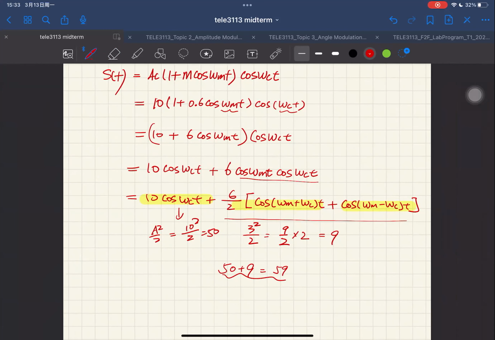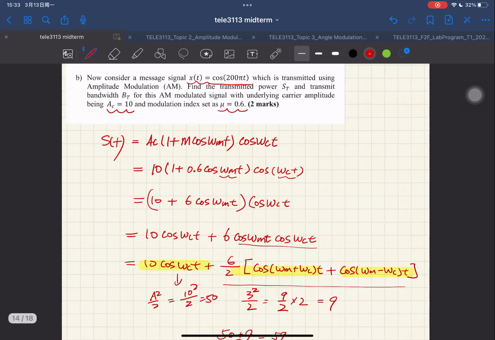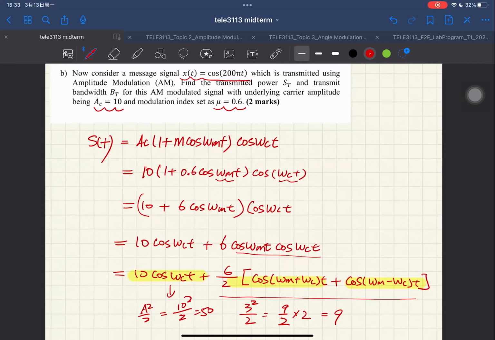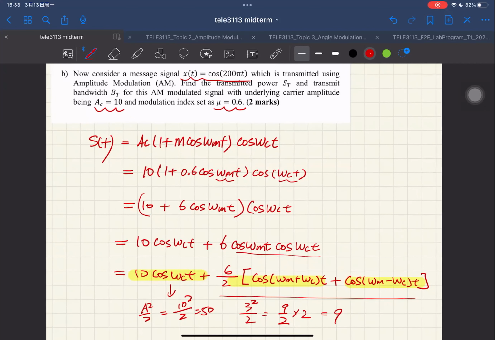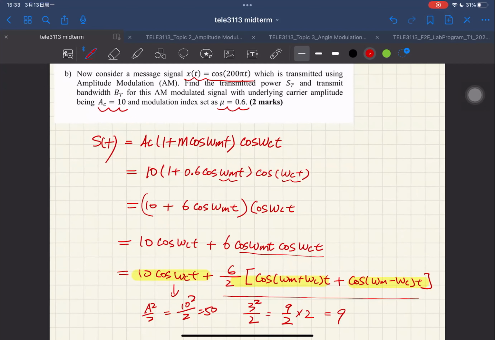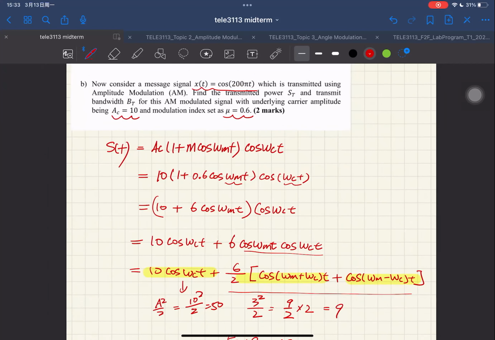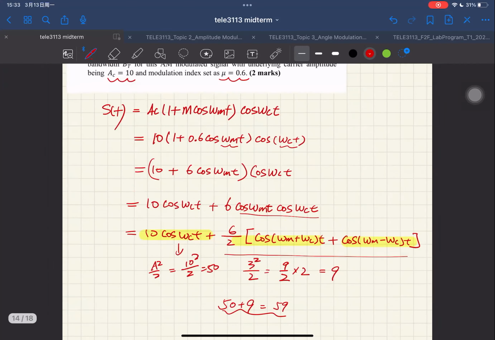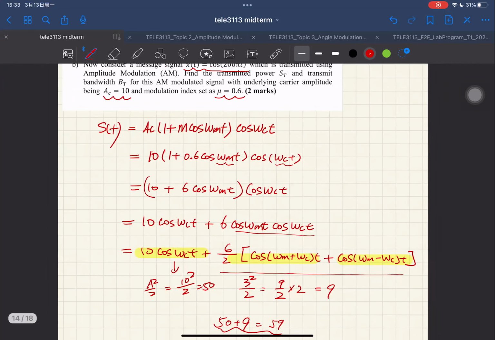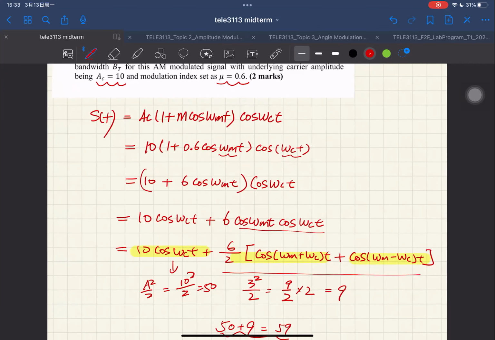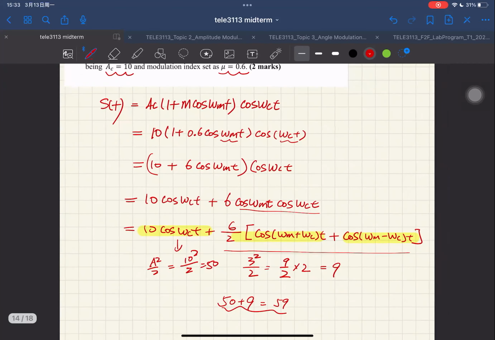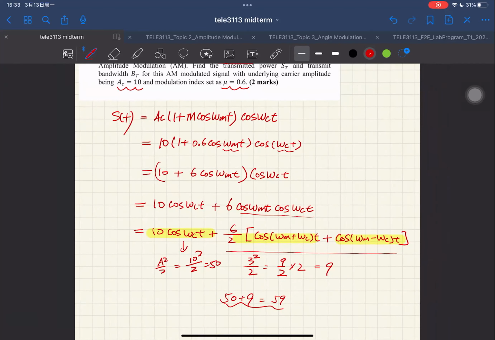You're given the modulation index, so can you just use that formula? Which formula? The formula from the lectures. Yes, you can straight away do that instead of doing all this. You can use the lecture slides formula. Either way you can do it.